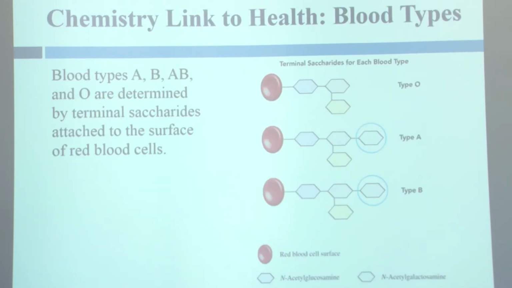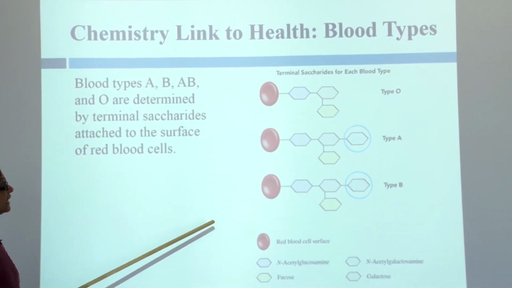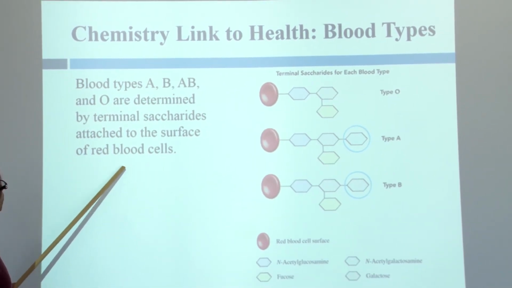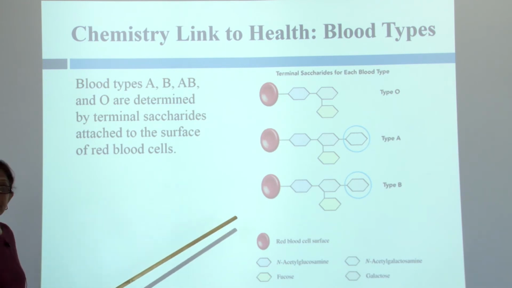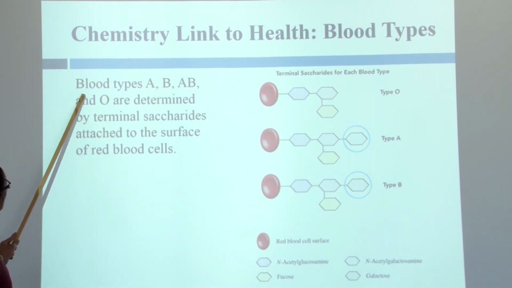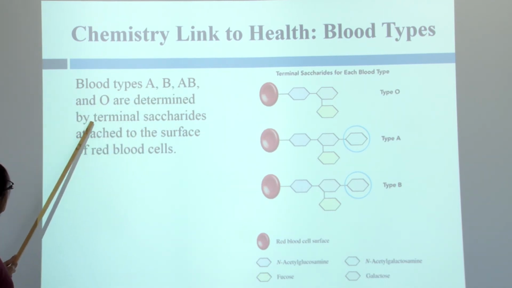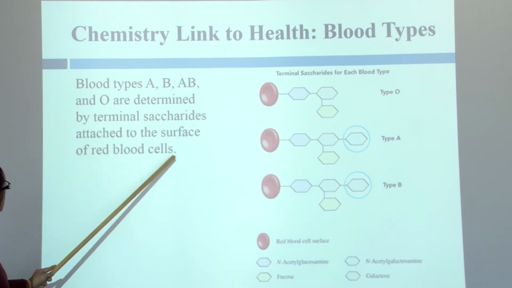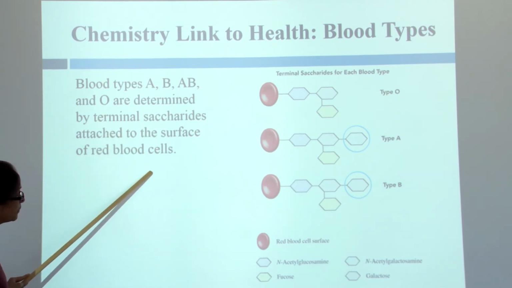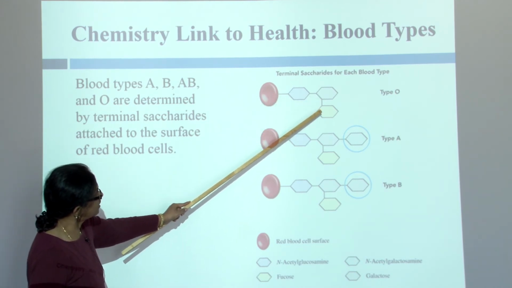So now, chemistry and blood types. This is the blood types, A, B, and O. So how do you assign a blood type? We are going to look at it. The blood types A, B, AB, and O are determined by terminal saccharides attached to the surface of the red blood cell. So you can see that the red blood cell has these sugars attached to it.